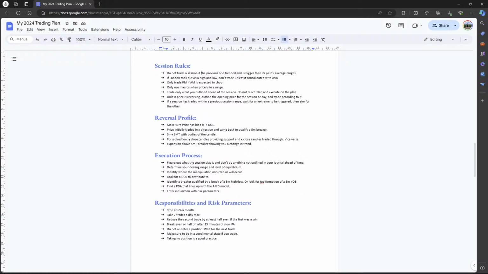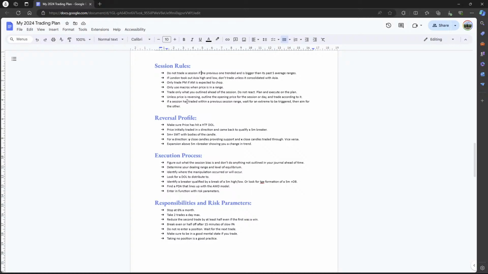Unless price is reversing, outline the opening. And I always try and pick one direction. Sometimes I have to pick 2, but I always just try and pick one. Usually if you just pick one direction, and if you see it happen, you're going to have a lot more consistency, because if something else happens, you're not guessing and you're not reacting based off new information. You're less likely to gamble and go off the rails if you just pick one direction and stick to it.